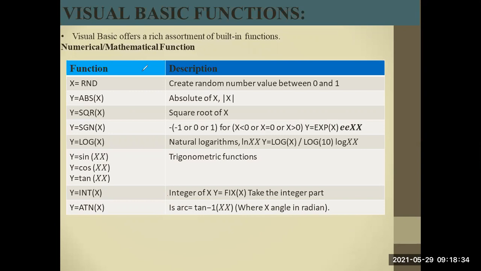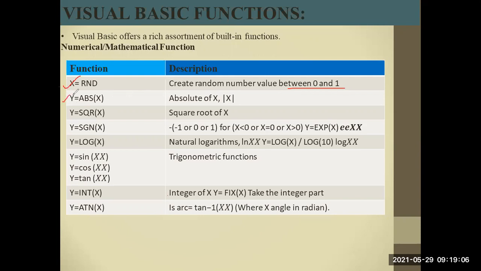In this slide, you can see some mathematical, numerical built-in functions that are available with Visual Basic. The first function is called the rand function. Basically, it creates random numbers between 0 and 1. Whenever you require a set of random numbers, you can call this function, and it will create random numbers between 0 and 1.